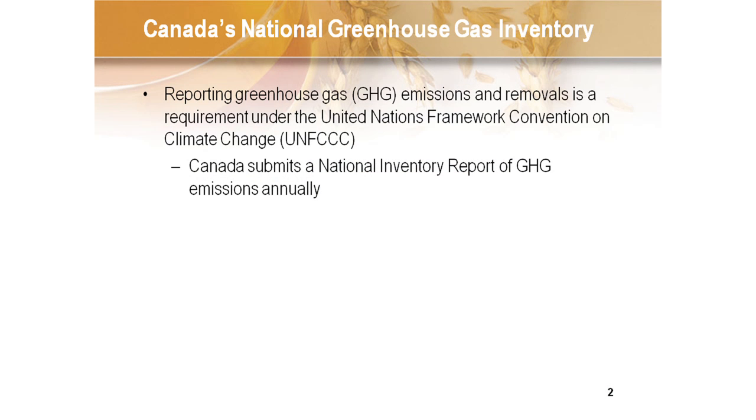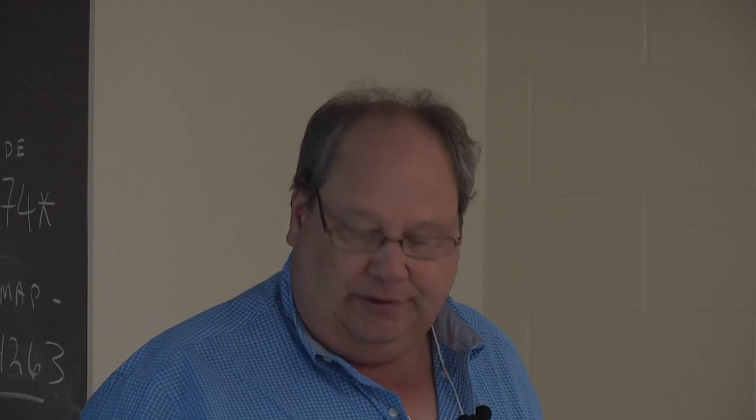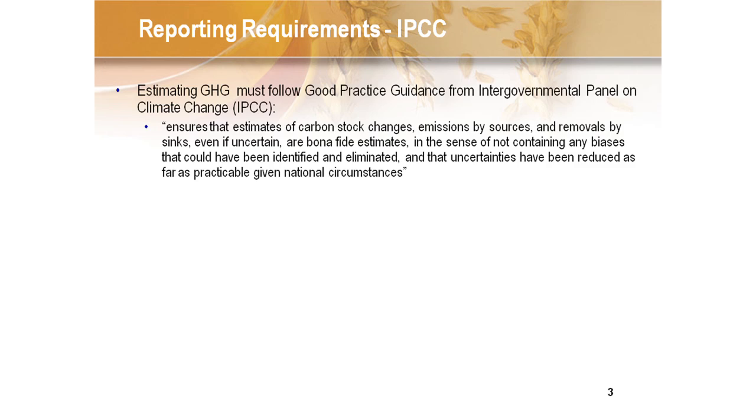So we have this challenge. We have to do a national greenhouse gas inventory. Canada does every year. It gives our greenhouse gas emissions and removals. That includes our agricultural land. And we have to follow the Intergovernmental Panel on Climate Change, so they have good practice guidance that we have to follow.